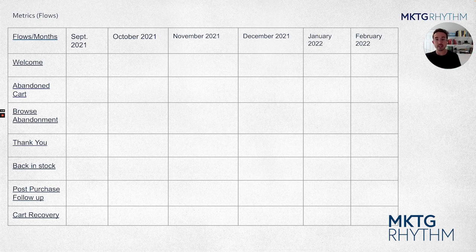So if we know one of these just falls off, hey, for whatever reason, our back in stock automation isn't firing properly, or for whatever reason, we change the code so that back in stock automation isn't even showing, nobody can even sign up for it, we're going to know, and that's going to give us a good insight into how we can adjust and change, so we don't go months and months and months without addressing that.